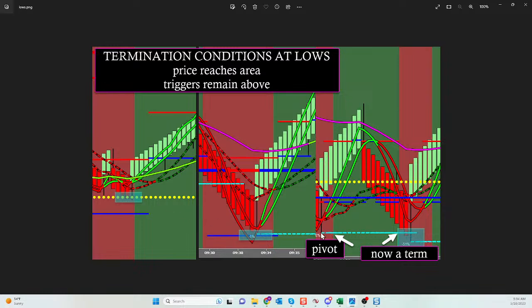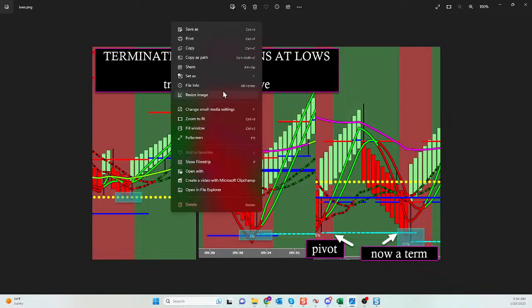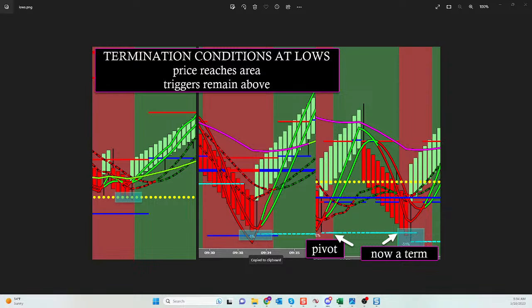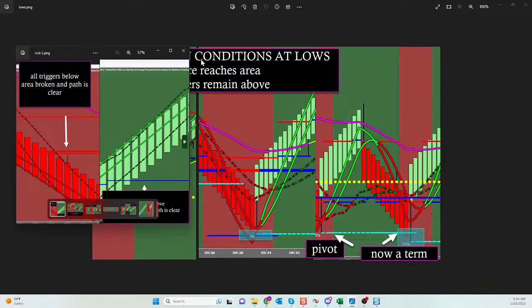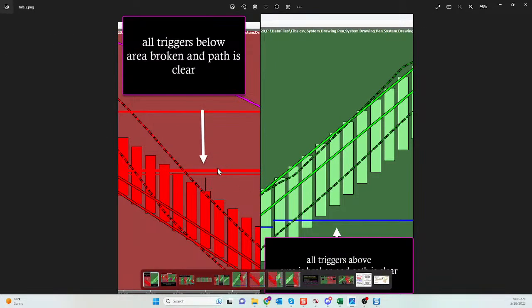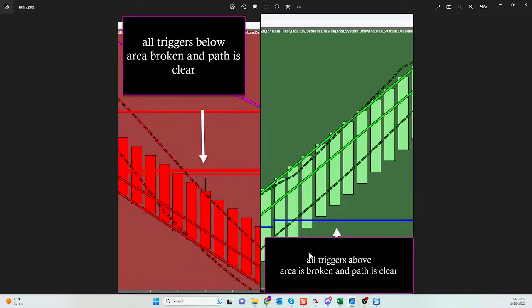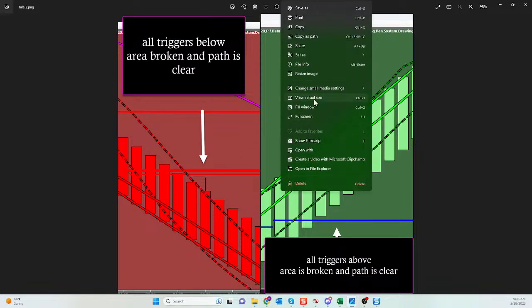And then finally, we have that pivot, which on its own is not a termination condition. But once price comes back, retest that pivot, it's now a termination condition. Guys, I had to scroll back maybe a day and a half to get all of these pictures because these are patterns that repeat themselves every day, every market, every time frame. Make sure that you recognize them, that you understand the process. There's two pictures showing when it is a termination condition. And guys, here's your pictures for when it is not. When that path is clear, right? All triggers above, the path is clear. All triggers below, the path is clear.